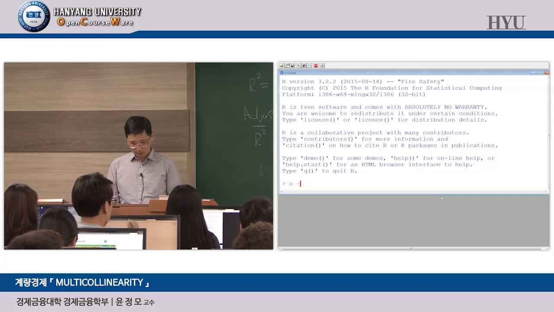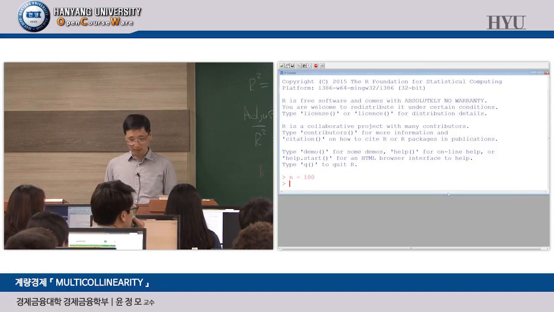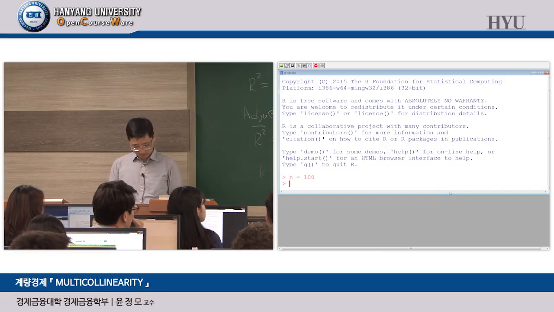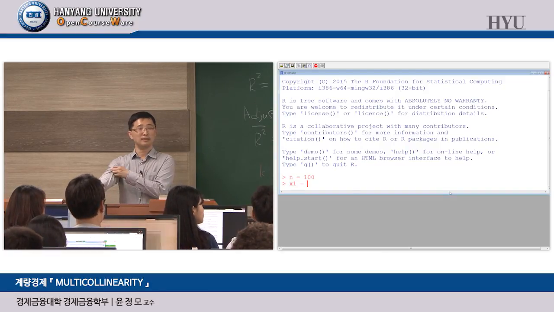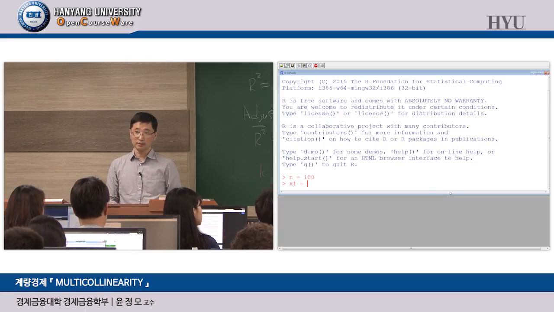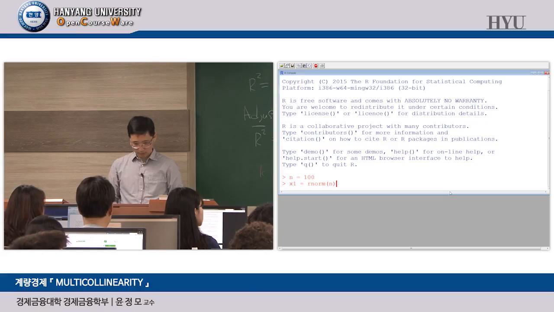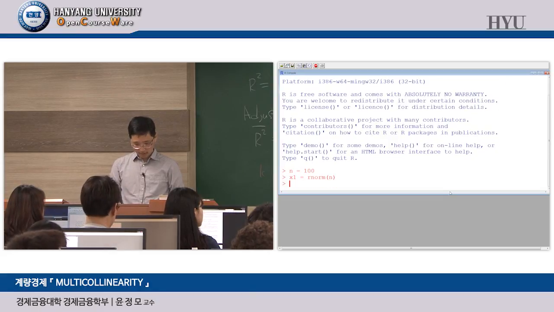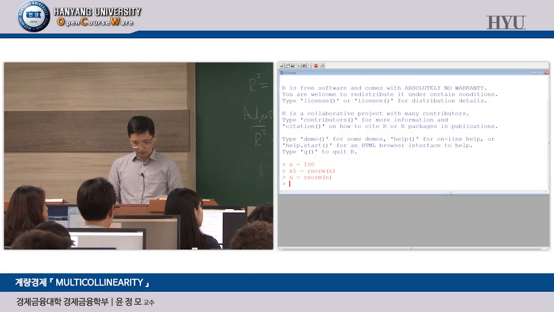Okay? Let me just say that the sample size is 100. And let's generate our first independent variable, x1, maybe from a normal distribution. And let's generate the errors in this way. And finally, let's generate our y.